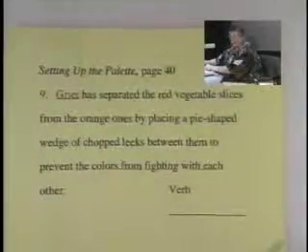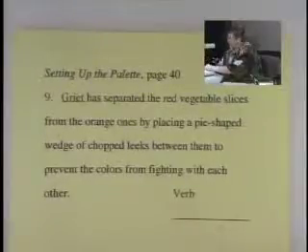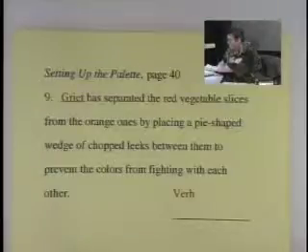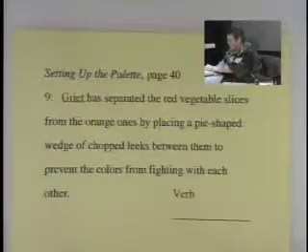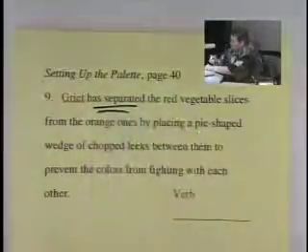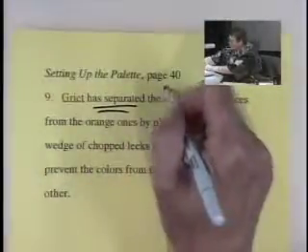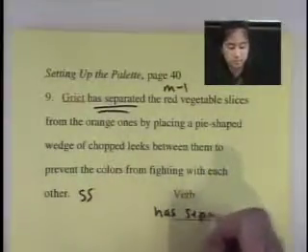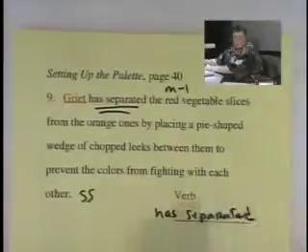Let's take a look at 9. Greet has separated the red vegetable slices from the orange ones by placing a pie-shaped wedge of chopped leeks between them to prevent the colors from fighting with each other. Very unusual activity for somebody who is just a 16-year-old girl, pretty much uneducated except at home. Janice, if your subject is Greet, where's your verb? Has separated. And what kind of a clause is it? Main clause. What kind of a sentence is it? Simple. So we would write down has separated. Anybody with a question? Agree with that?